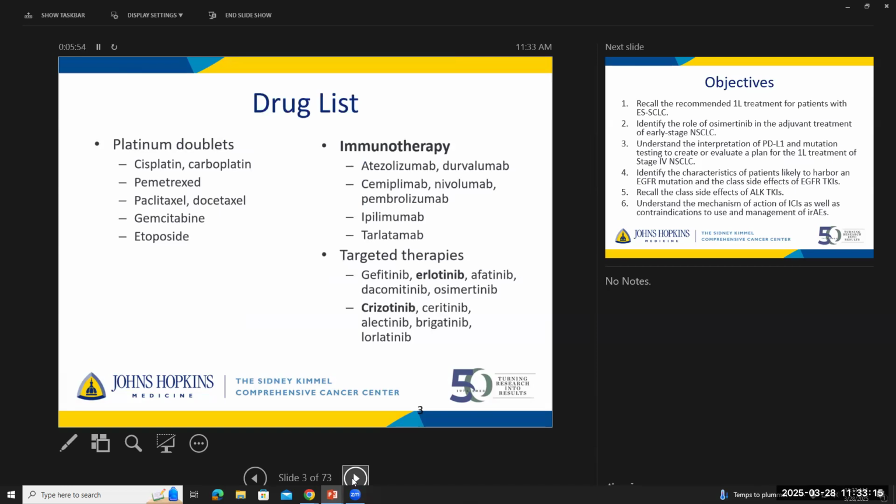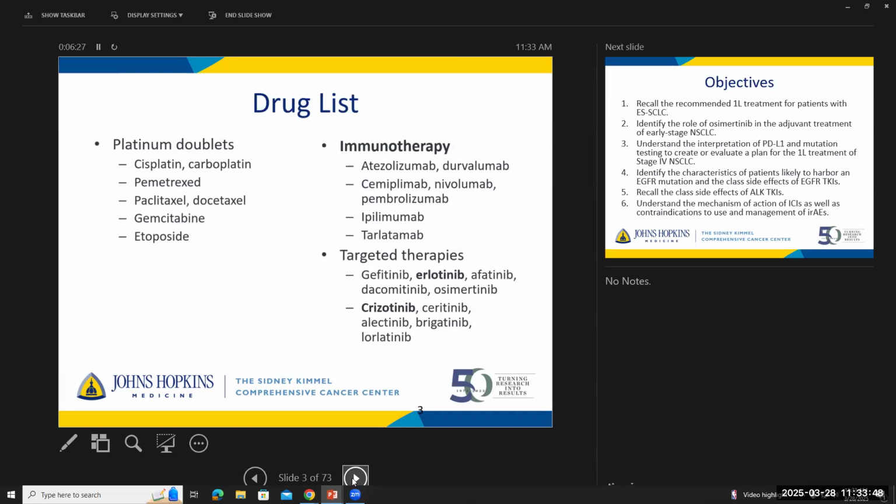This is just a list of the drugs that are going to be introduced within this lecture. When I say platinum doublet chemotherapy, it refers to cisplatin or carboplatin. So those are the platinum agents that we tend to use in lung cancer, in combination with one other chemotherapy agent. That's where the doublet comes from, right? So one of the agents is cisplatin or carboplatin. The other one is either pemetrexed, paclitaxel, docetaxel, gemcitabine, or etoposide, okay? And my understanding is this is not the first time you're hearing these drugs because you've had an introduction to the pharmacology of some of these agents.